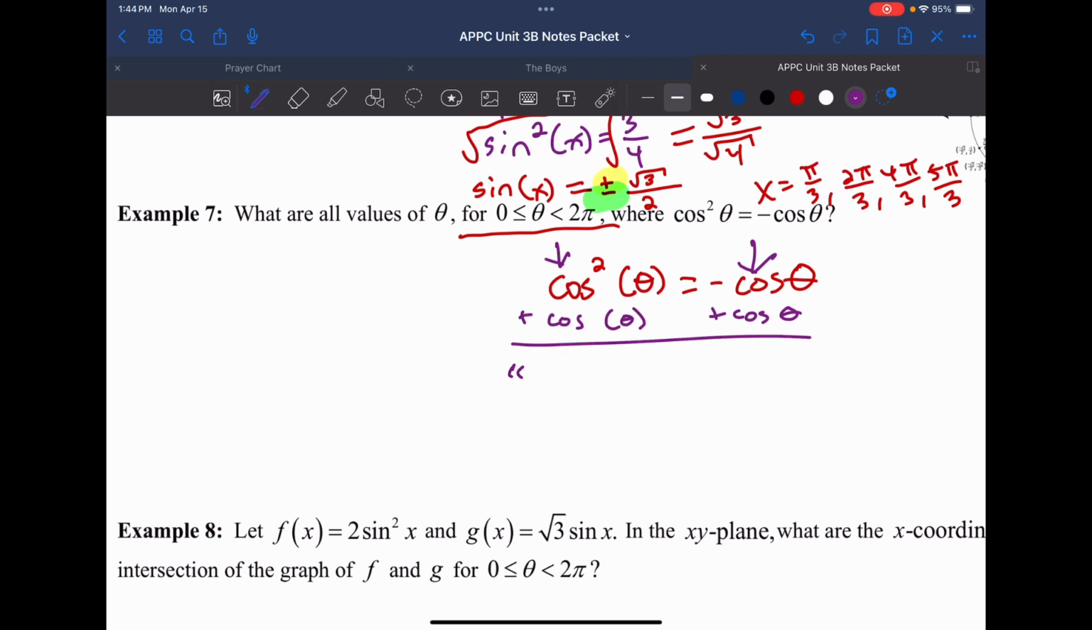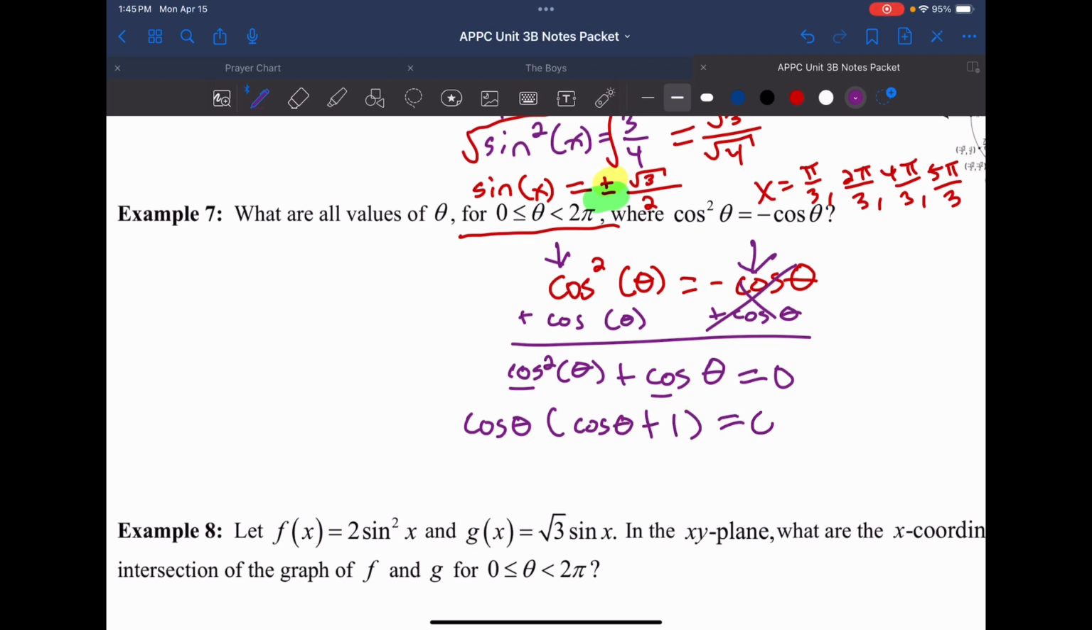Okay, you're going to have cos squared of theta. And because this is squared and this is not, I'm just going to add those like this, because they cancel out. And now I can factor out a cosine from each one of these. So I have cosine theta times cosine theta plus 1 equals 0. I just factored out a cosine from each one of those. And for the values for which this is going to happen, I'm going to set two cases, like this part equal to 0 and solve.